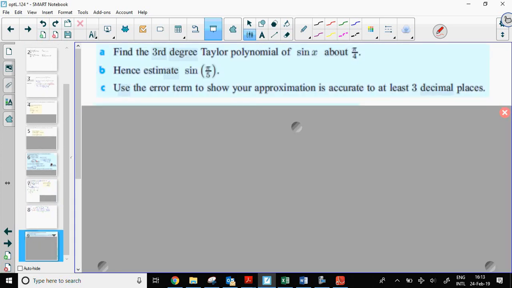Enough about e. Let's just look at one other type of function here. So we're dealing with sine of x. We've got a center of pi over 4.